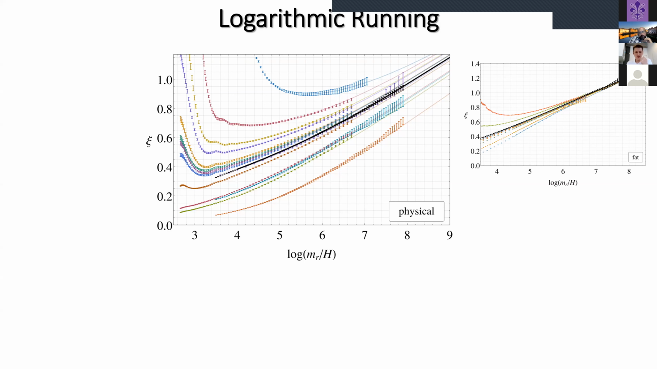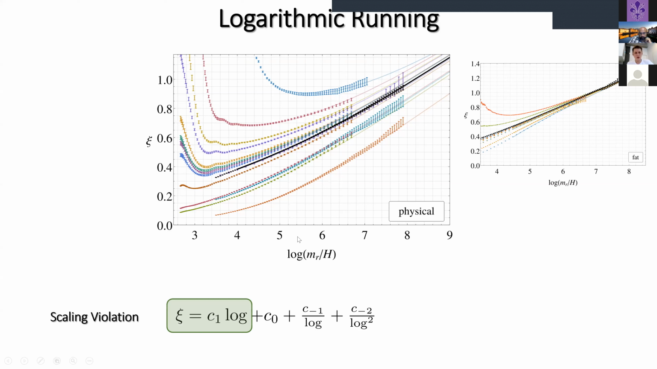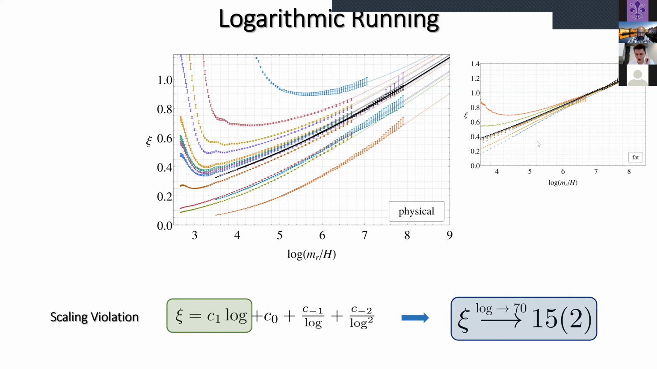The scaling violations can be very well fitted and parameterized by this formula, which is a linear-in-log growth plus 1 over log corrections. Of course, at large log, which is the physical point, only the linear growth would be important. This would imply at log equals 70 a number of strings per Hubble volume of about 15, which is quite a bit larger than what can be achieved in simulations.